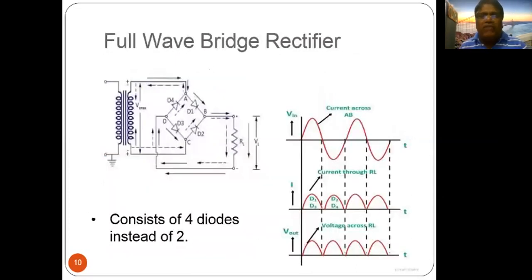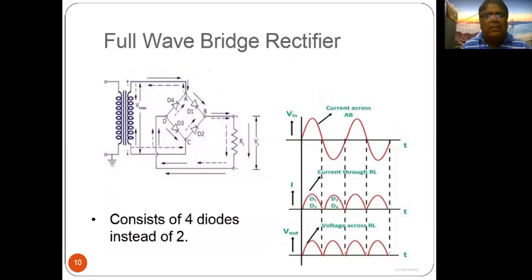Full wave bridge rectifier. Already I said full wave rectifier, or sometimes it is also called the full wave bridge rectifier. The full wave bridge rectifier consists of 4 diodes. Please remember the bridge wave rectifier consists of 4 diodes.